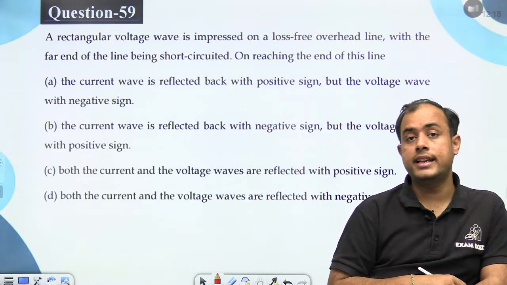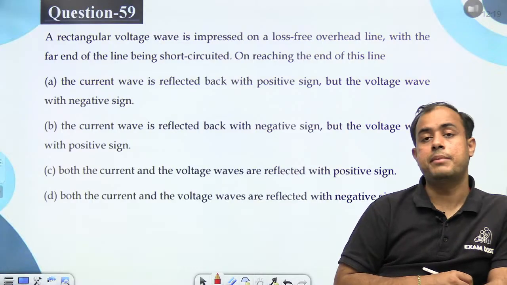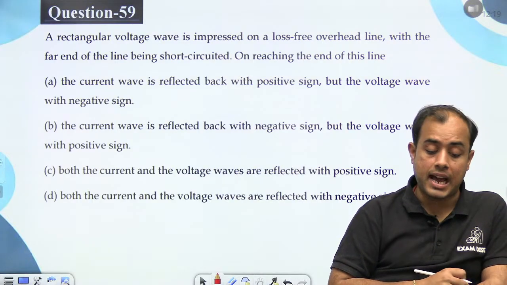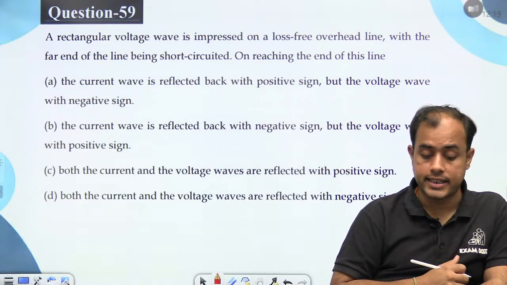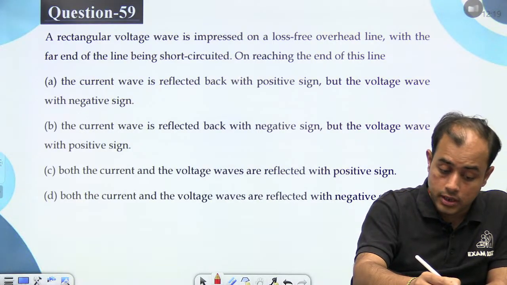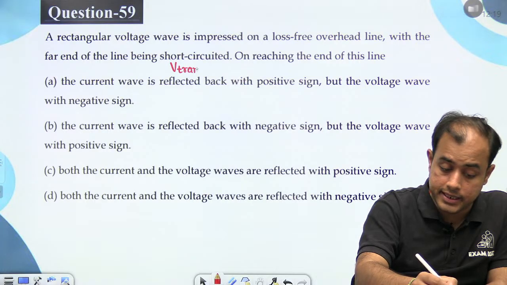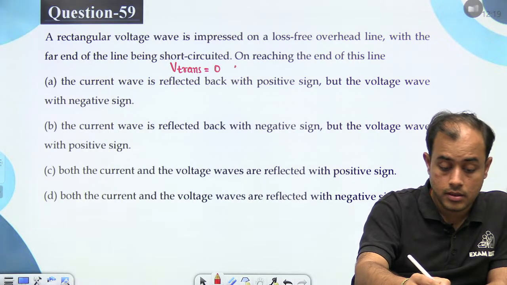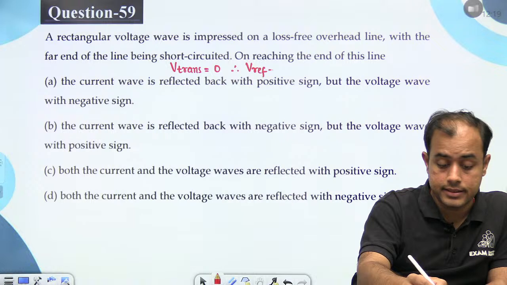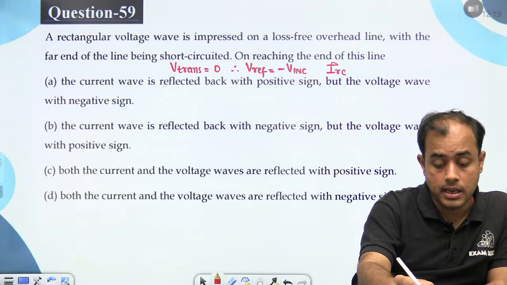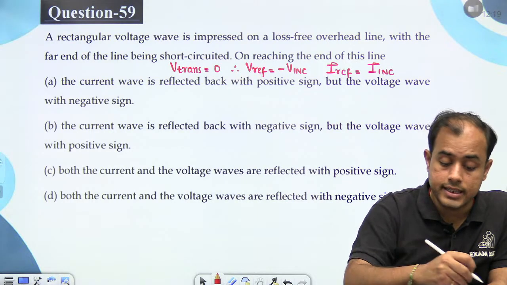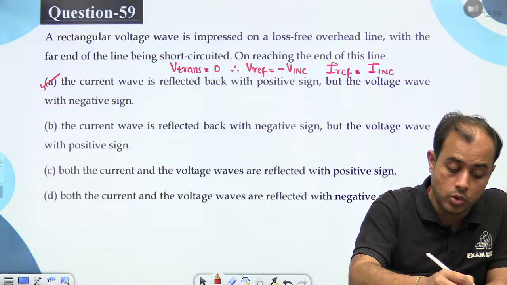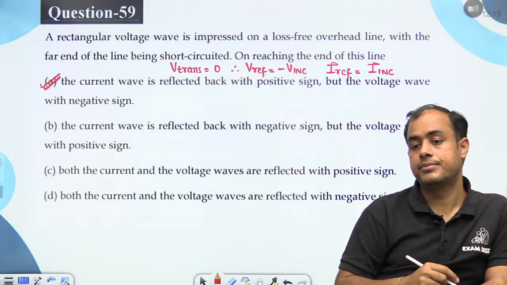ESE 2003, a rectangular voltage is impressed. Impressed means applied on a lossless overhead line with the line being short circuited. Short circuited means V transmitted is 0. V reflected is negative. I reflected has opposite sign to V reflected. So current is reflected with a positive sign but voltage with a negative sign.